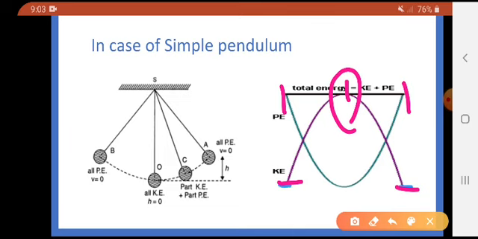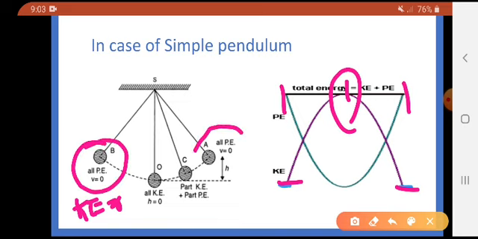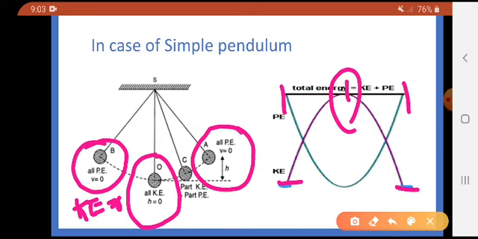So at extreme positions, velocity is 0, so kinetic energy is 0. All the energy is in the form of potential energy. Here also all the energy is in the form of potential energy. At the mean position, all the energy is in the form of kinetic energy, and the height is 0.